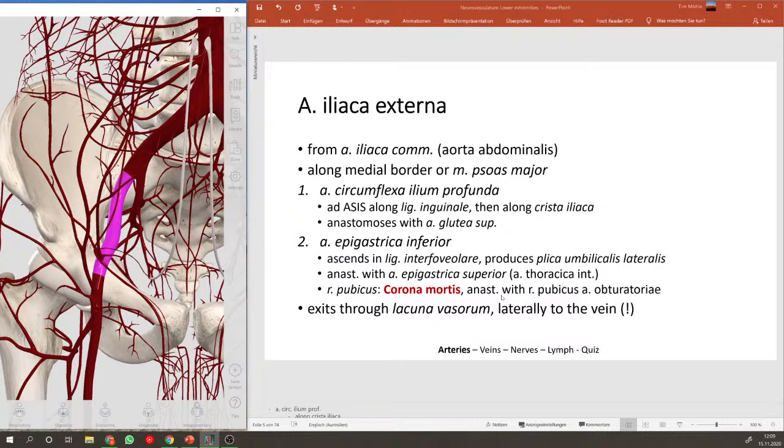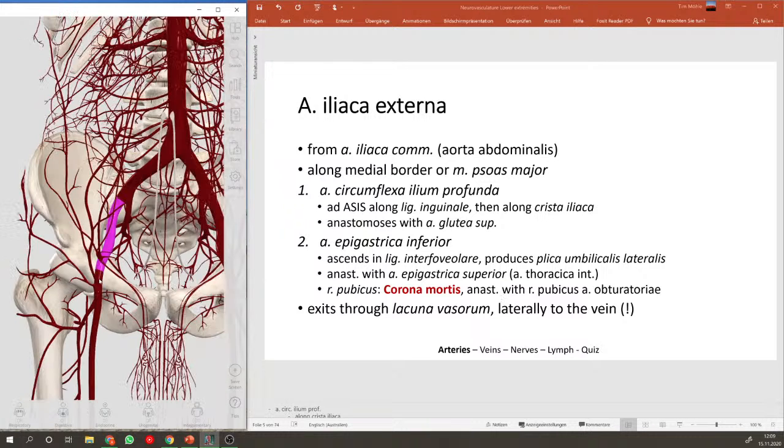Alright, so what's the fate of the external iliac artery? It will become the femoral artery after passing under the inguinal ligament, and it exits through the lacuna vasorum. I don't know if you've already studied it with the muscles, I guess so. Lacuna vasorum musculorum, we will also see a picture later.